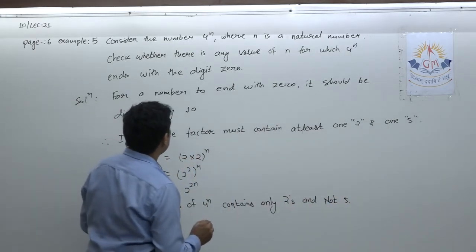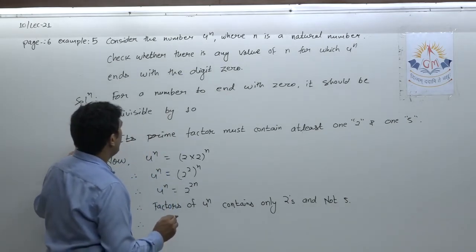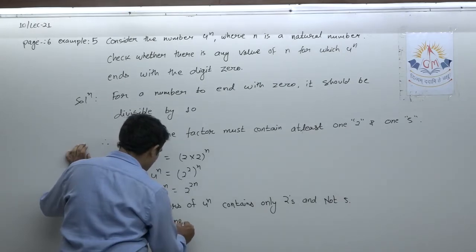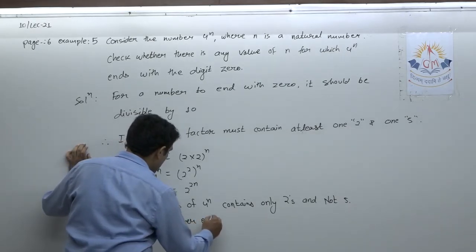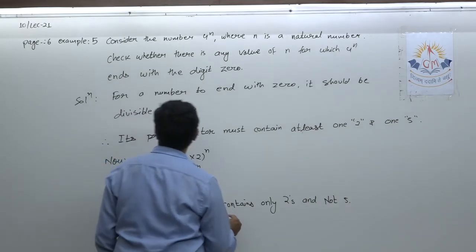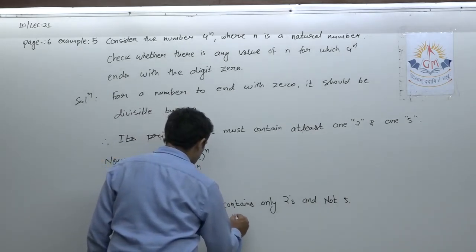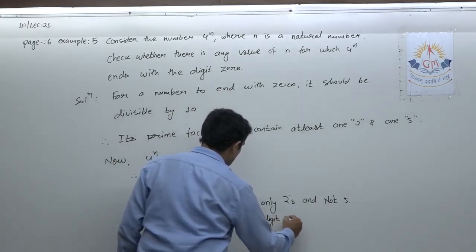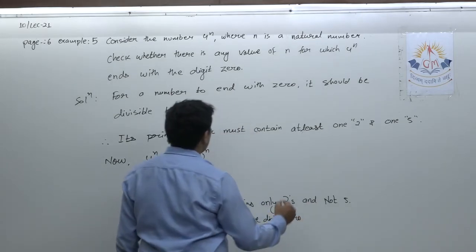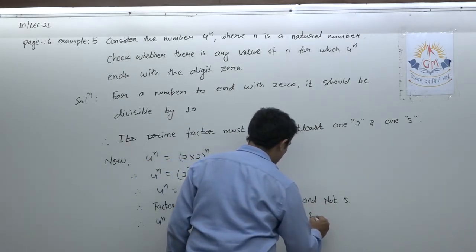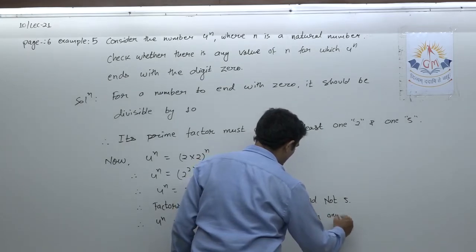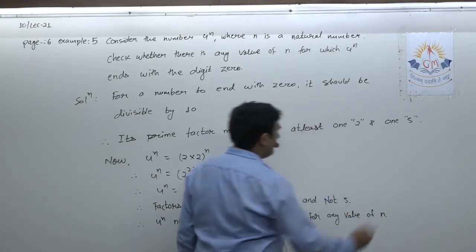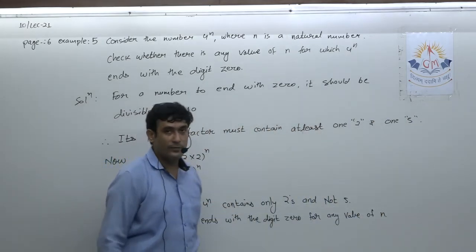Therefore 4 raised to n never ends with the digit 0, for any value of n. Whatever is the value of n, it will never end with 0, isn't it?